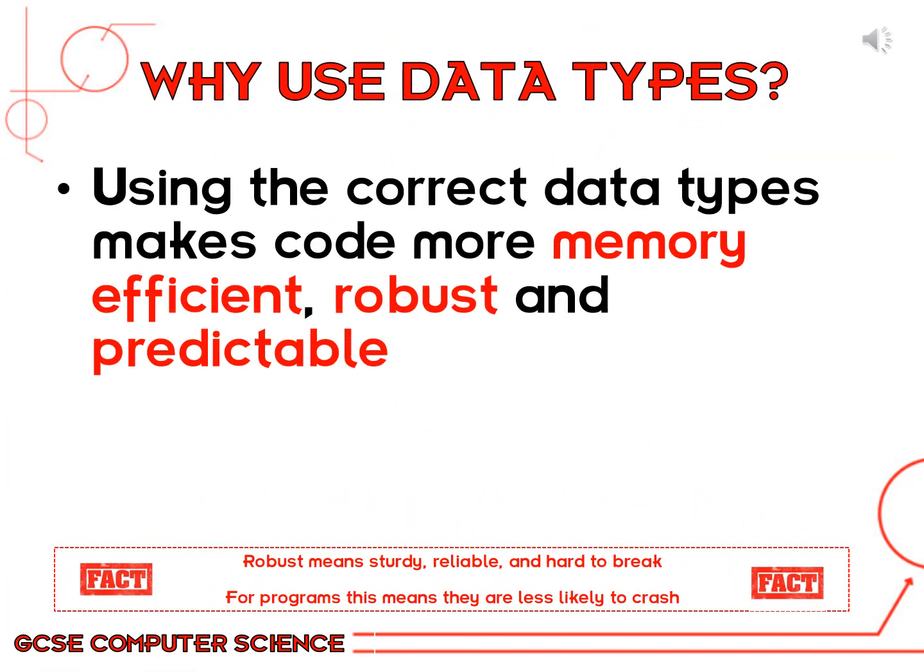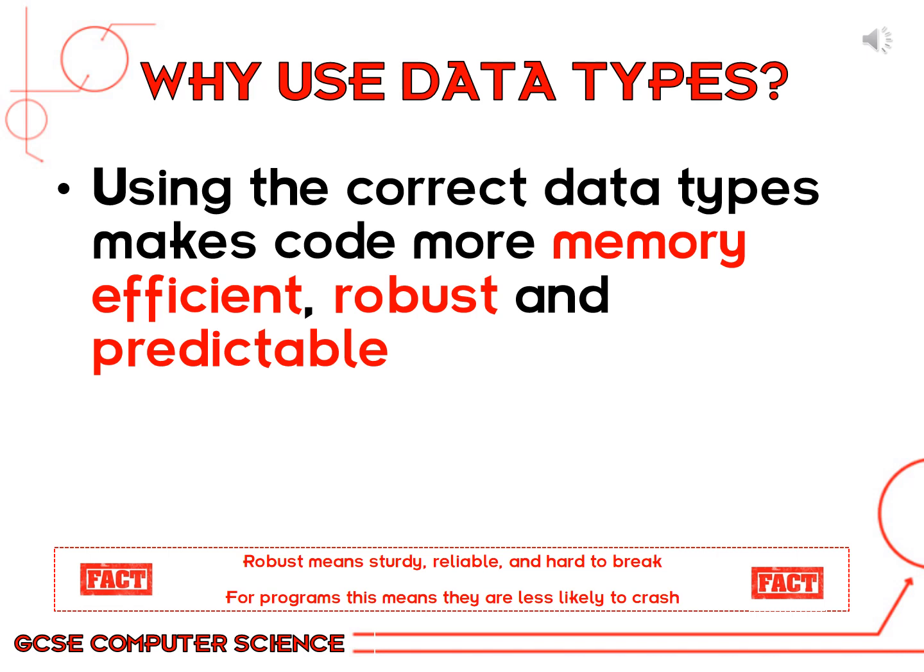So you've got to think about why you would actually use a data type. And this will become a little bit more clear when you start seeing some examples, but we basically use the correct data type because it makes your code more memory efficient. If you know how much memory you need to use, then it's going to be more efficient rather than just use the set amount of memory for each one. It also makes your program a little bit more robust. It makes it less likely to break, and also it makes it more predictable for the computer so it can understand what's happening.